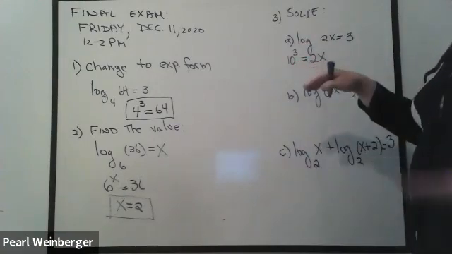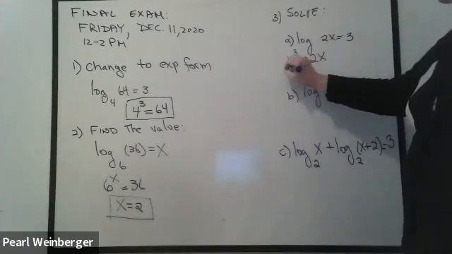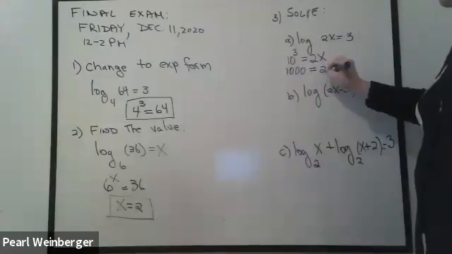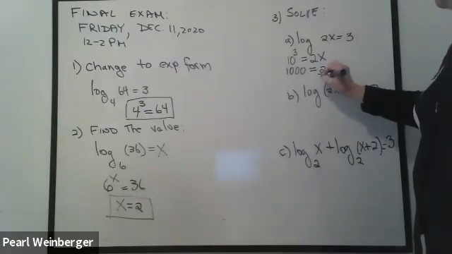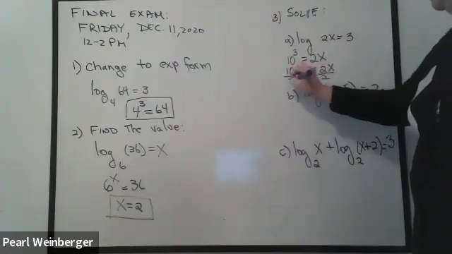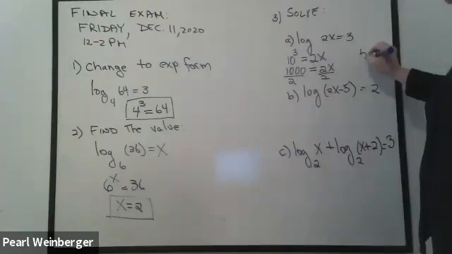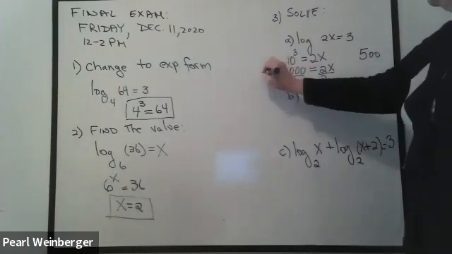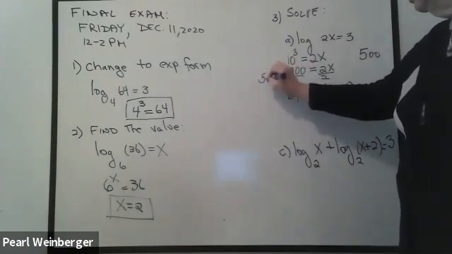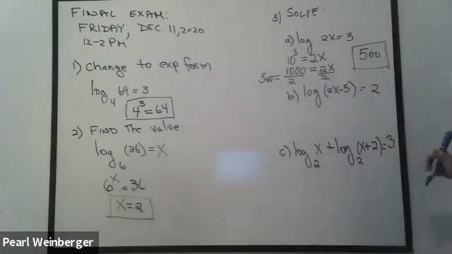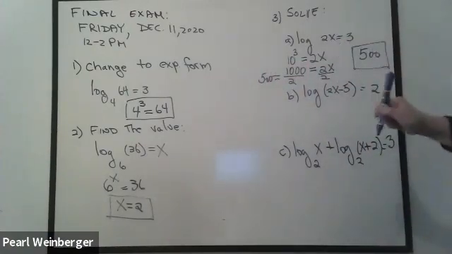10 to the third, I know, is 10 times 10 times 10, which is 1,000, equals 2x. And of course, to figure out what x is, I'll just divide both sides by 2. And that'll give me that my answer is 500. My x has to be equal to 500. So that's the answer to question number A.